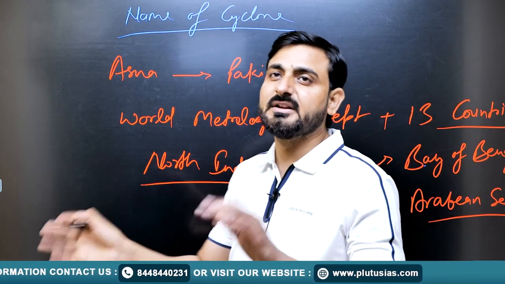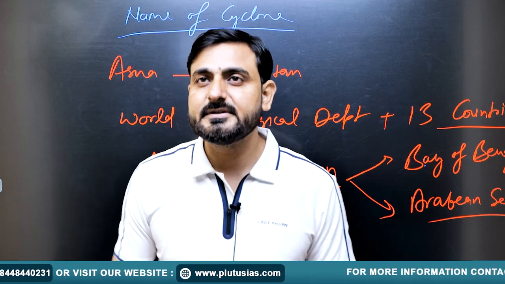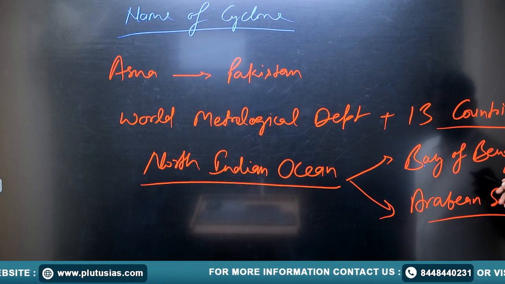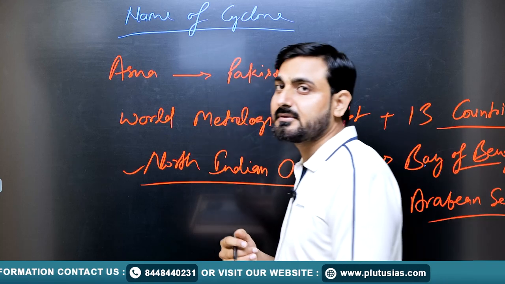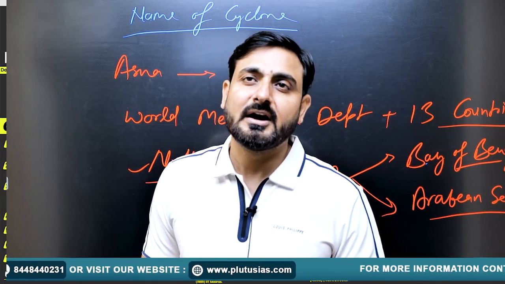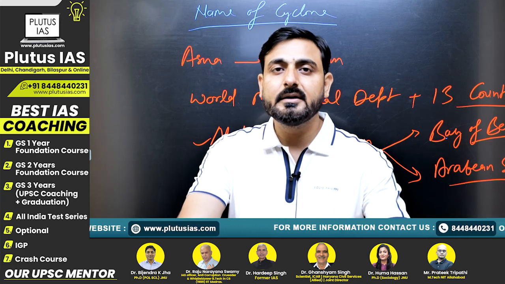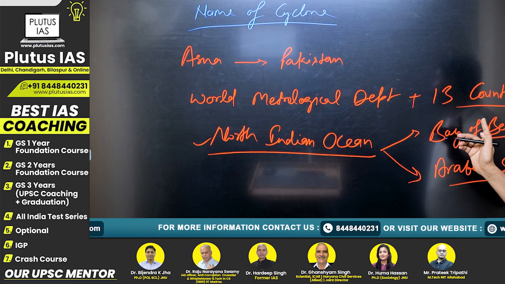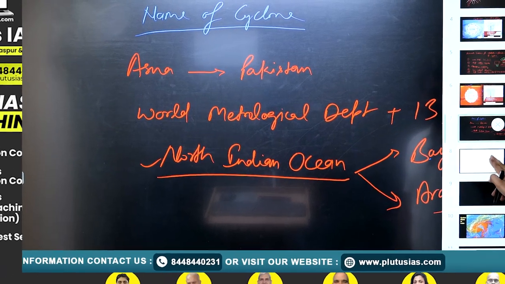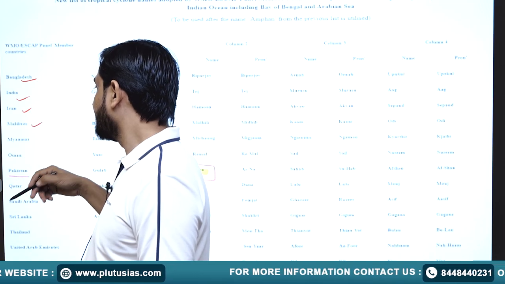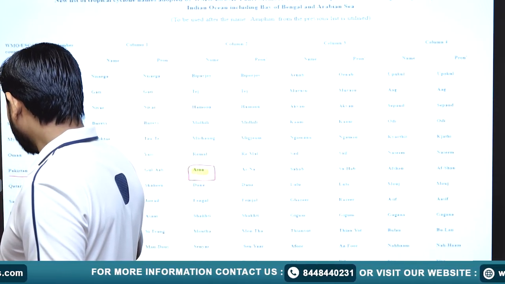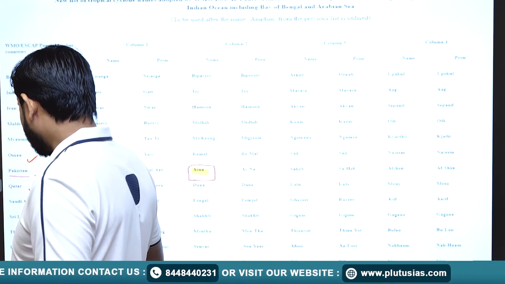And in the South Indian Ocean, Madagascar and different other countries participate. But we are generally concerned with the Bay of Bengal or Arabian Sea. So let's limit ourselves to the North Indian Ocean. Means whatever cyclones occur within the North Indian Ocean, how are they named? They are named by the World Meteorological Department and 13 countries. So what are these countries? These countries which surround the North Indian Ocean, means Bangladesh, India, Iran, Malaysia, Myanmar, Oman, Pakistan, Qatar, Saudi Arabia, Thailand, all such countries have already determined or defined their names in advance.